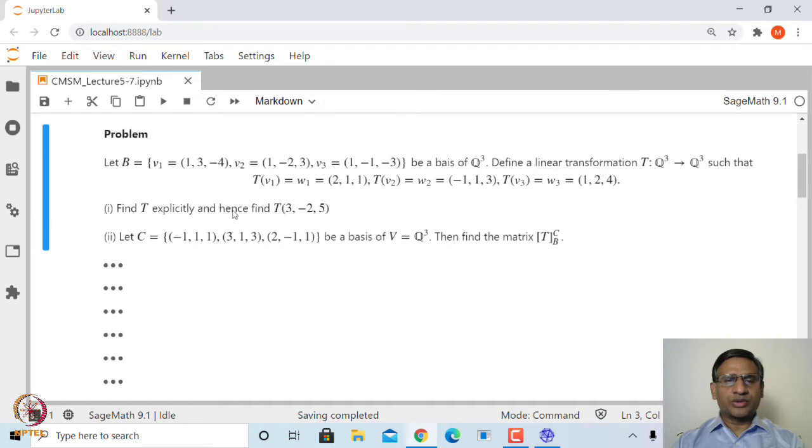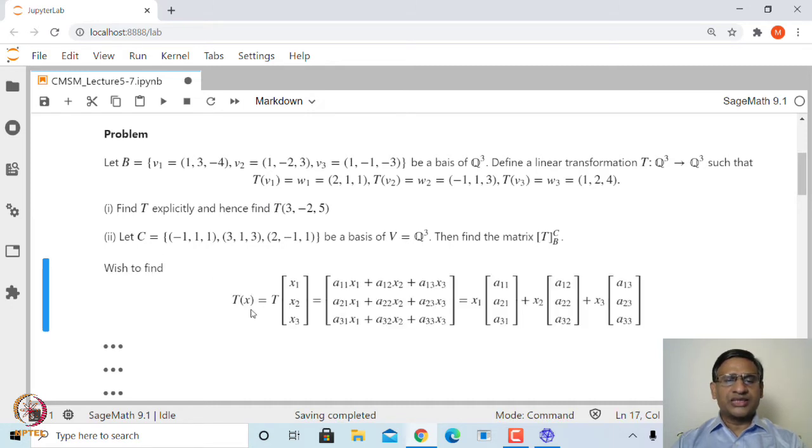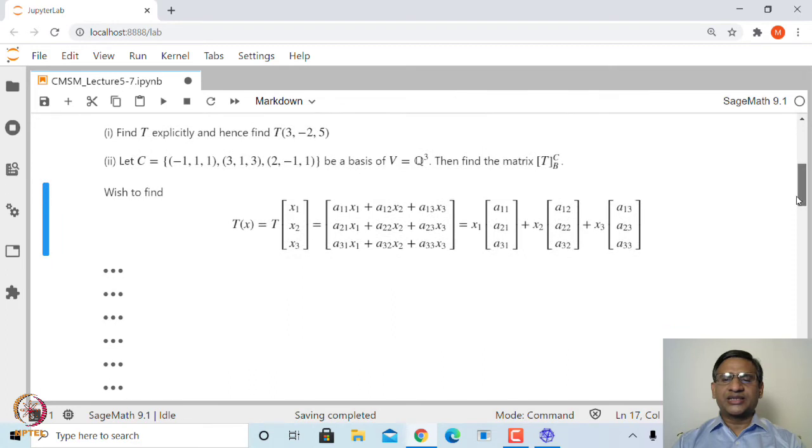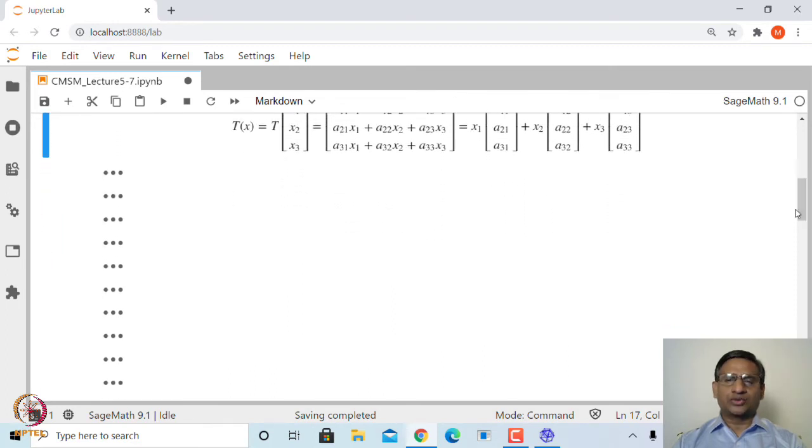What do I mean by that? Here what we mean is T of x, if x is x1, x2, x3, should look like something like this: a11 x1 plus a12 x2 plus a13 x3, and so on. And this we can write as x1 times column vector a11, a21, a31 plus x2 times column vector a12, a22, a32, and x3 times column vector a13, a23, a33. If you want, you can write x1 times a vector A, x2 times vector B, x3 times vector C. Right. So, let us see how we find this a11, a21, a31, and so on.